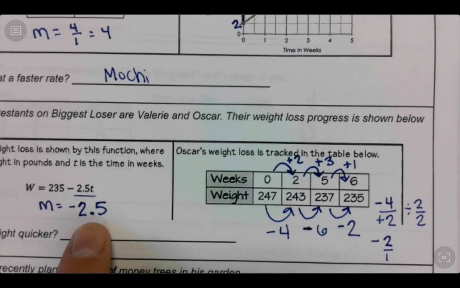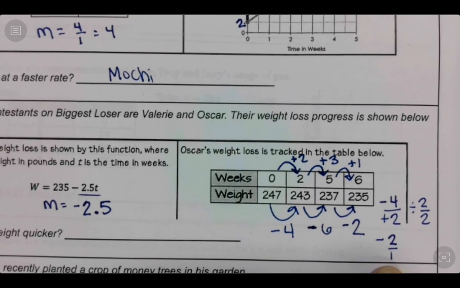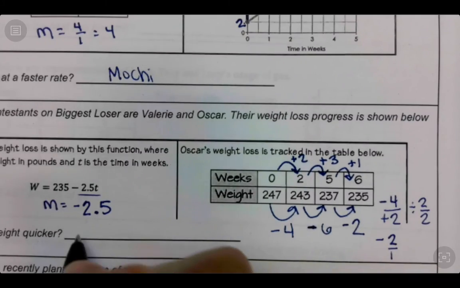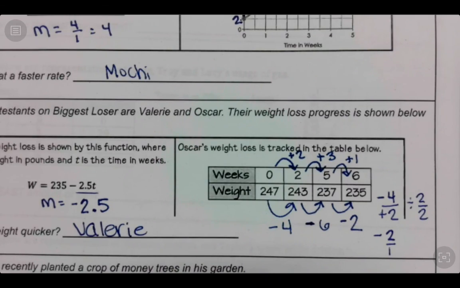So she's losing 2.5 pounds per week. He's losing 2 pounds per week. Who is losing weight quicker? Valerie. All right, hopefully this is making a little bit more sense. You got this.